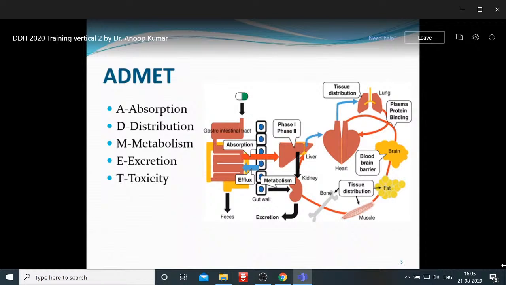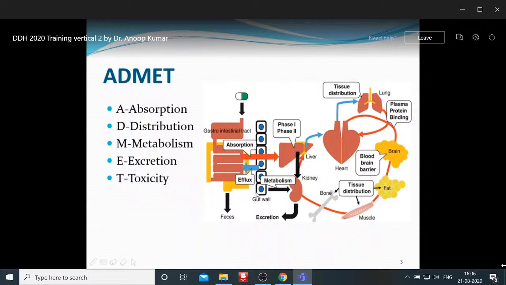So the molecule should be stable at the different pH, and the molecule should be able to cross the cell membrane barriers, the GIT cell membrane barriers in the intestines. There are microvilli which provide a large surface area, so that's why most of the drugs are absorbed from the intestine. The molecule should be able to cross these membranes, and then through the portal vein, the molecule will reach the liver, where the metabolism of that molecule will happen. That we call first pass metabolism.